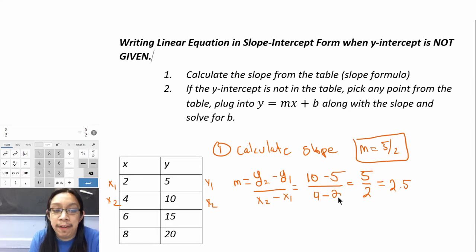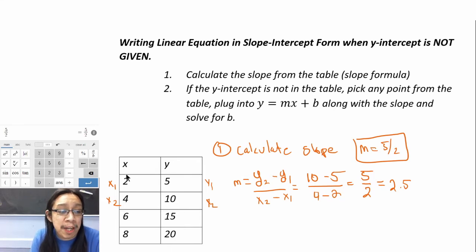So that's step one. Step two is going to rely on us picking a point from the table that we're going to be using to work with. Now, like I said, this can be any point from the table. You can choose 2, 5, you can choose 4, 10, 6, 15, or 8, 20. My suggestion is choose a point that looks like it's going to require the least amount of work.